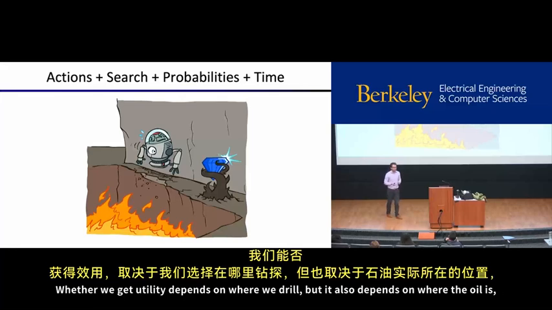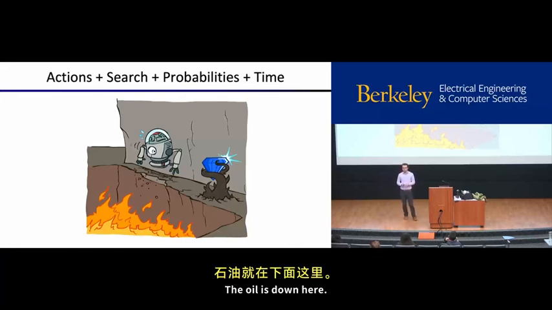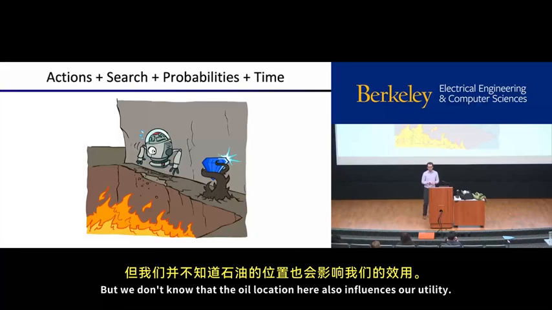Anything could happen. I could maybe safely make it to this gem and be happy, or I could fall off into this pit of fire and die a horrible death. So the probabilities are important here because we don't know what's going to happen. We want to model the uncertainty of the world.